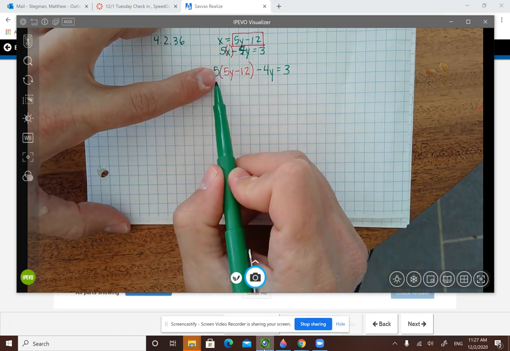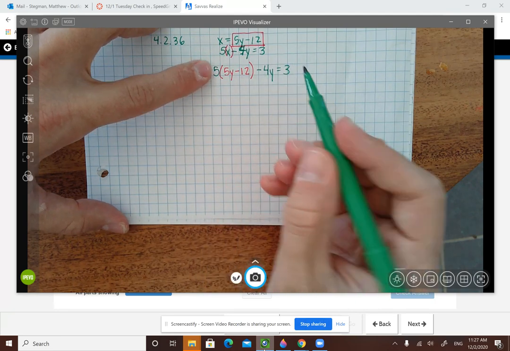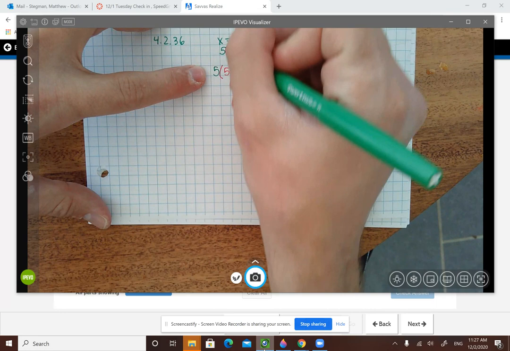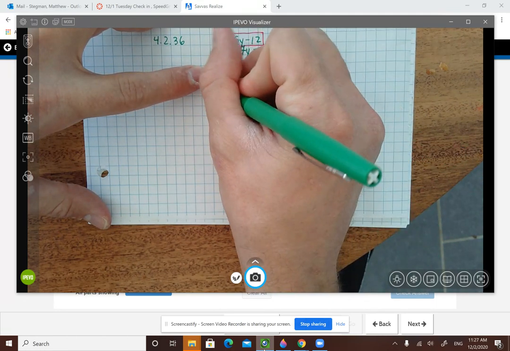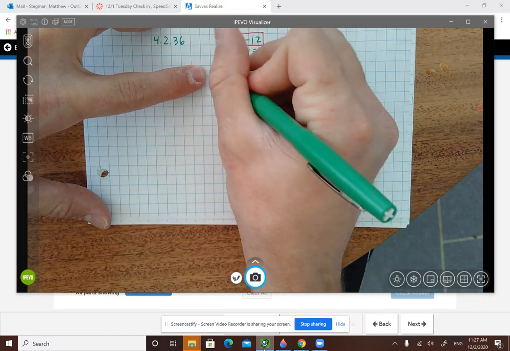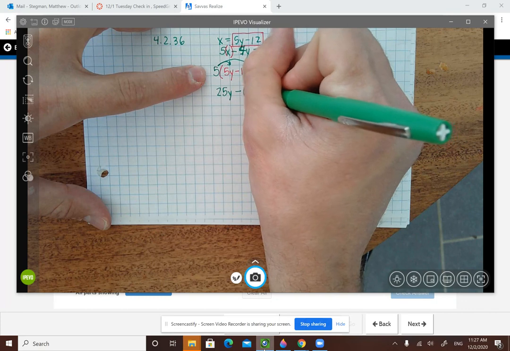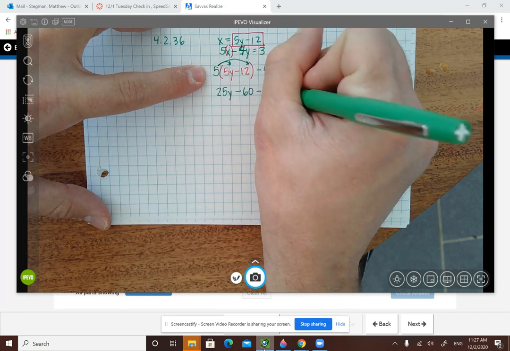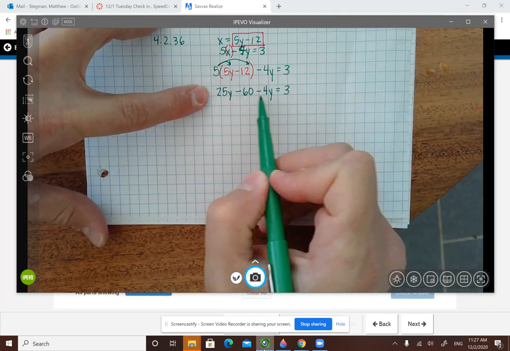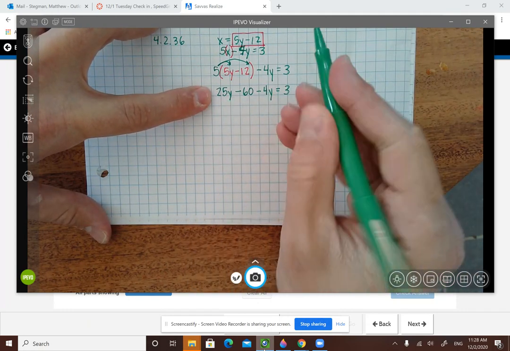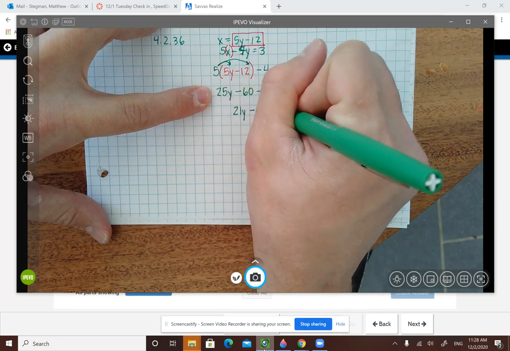So now we have an equation that only has y's in it, so we can solve it. We're going to solve like we did at the beginning of the year. I'm going to distribute: 5 times 5y is 25y. 5 times negative 12 is negative 60. I'm going to bring down the minus 4y equals 3. Okay. Next, I'm going to combine like terms. 25y minus 4y is 21y. Bring down the minus 60 equals 3.